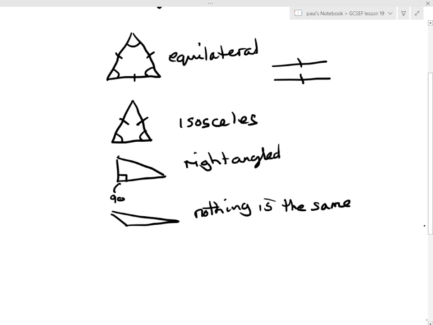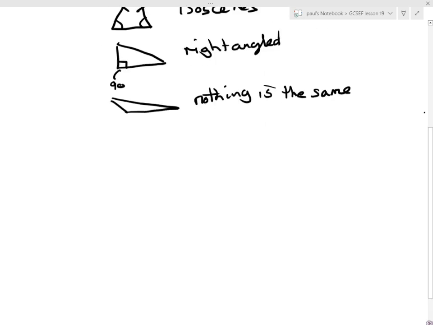Okay, so four-sided shapes. So we've got four-sided shapes. Our first one, of course, is a square. Now a square has four right angles, and also all four sides are the same.